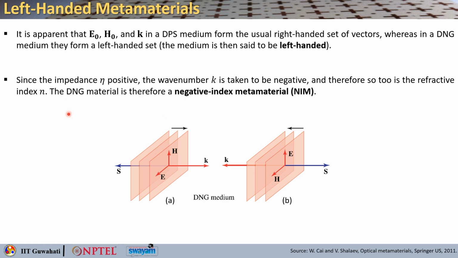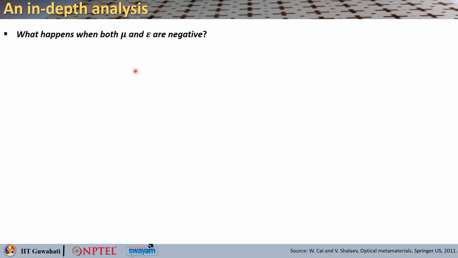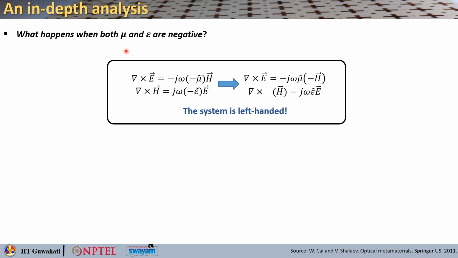What is important to notice here is that the impedance eta is positive, the wave number k is taken to be negative, and you also get the refractive index to be negative. That is why this DNG medium, that is double negative medium, is called a negative index metamaterial. Now let us do an in-depth analysis of what happens when both mu and epsilon are negative.